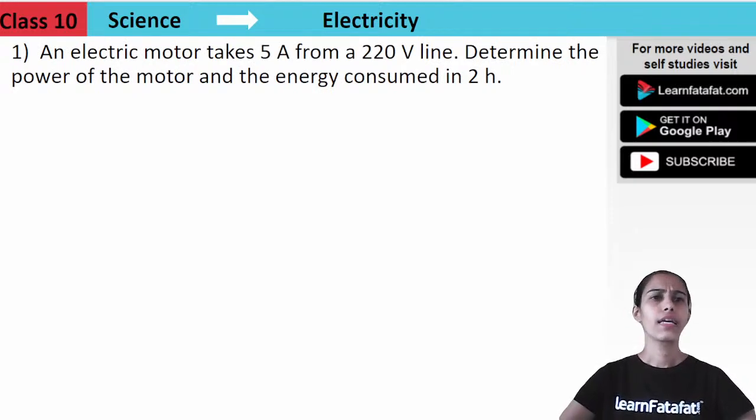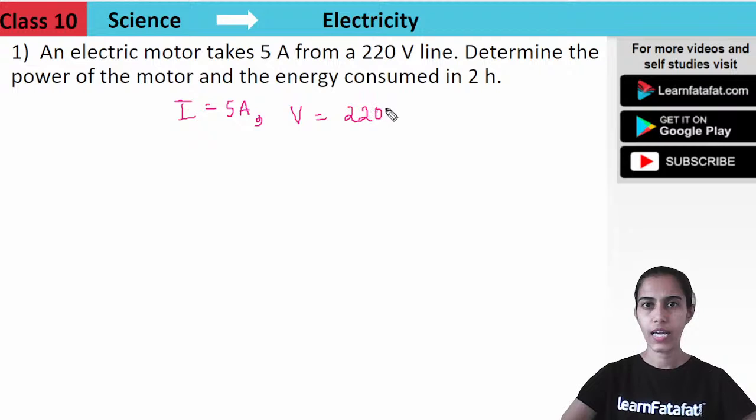Okay, this is also a textbook question. An electric motor takes 5 ampere current from a 220 volt line. Determine the power. First I have to find the power and then I have to find the energy consumed in 2 hours.